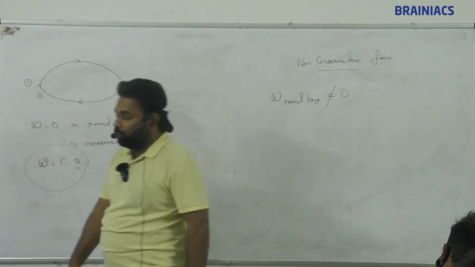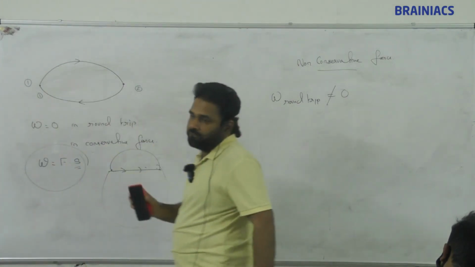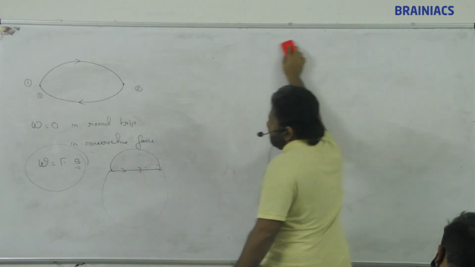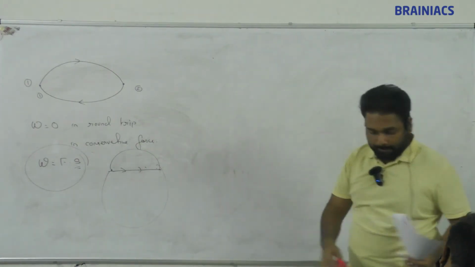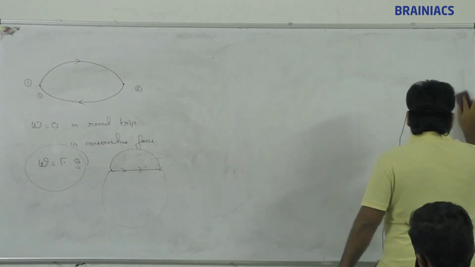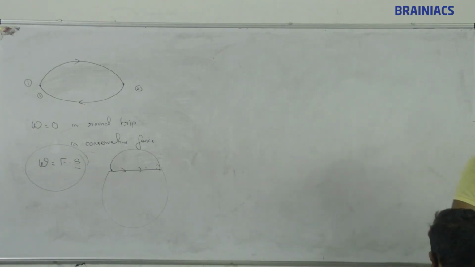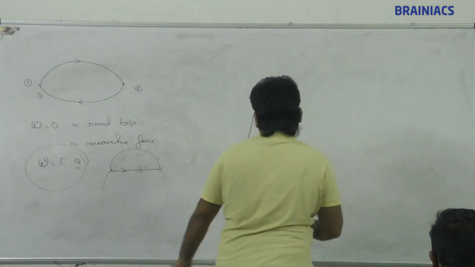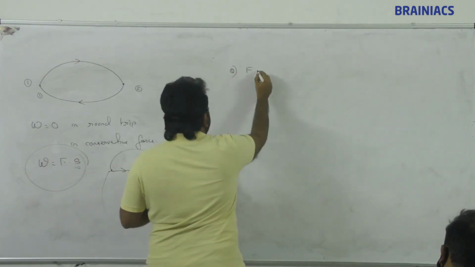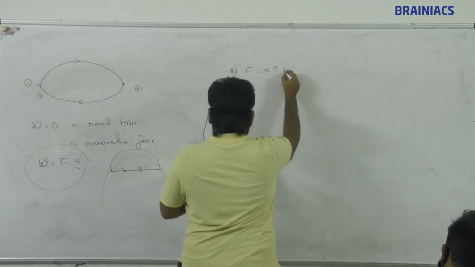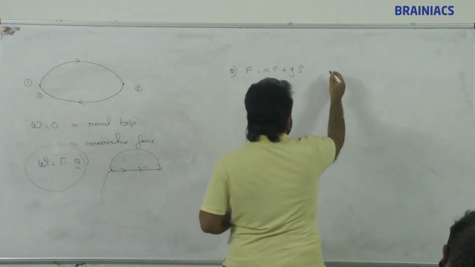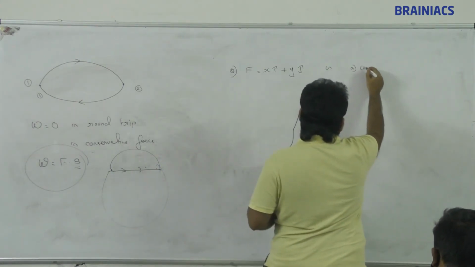Now we need to know how to find whether a given function is a conservative force or non-conservative force. Okay. Suppose if we get a function, then in that understand this. So f is equal to xi plus yj. So this is conservative.